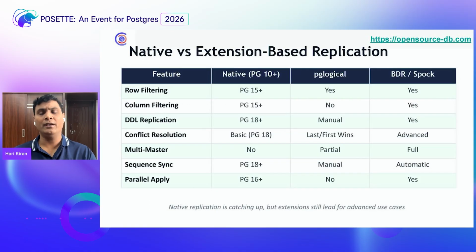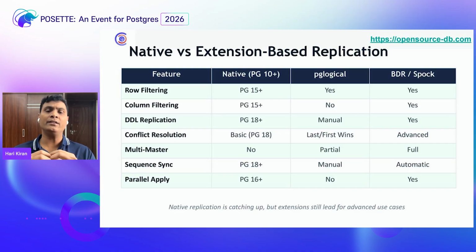Now moving on, native versus extension based. This is the comparison that I wanted to look at. Given all the improvements in core, I wanted to touch upon extensions like pglogical, Spock, and BDR. Where would they fit in? Let's look at some of the advanced features. DDL replication just arrived in PG18. Extensions like BDR and Spock have had auto DDL for a while.